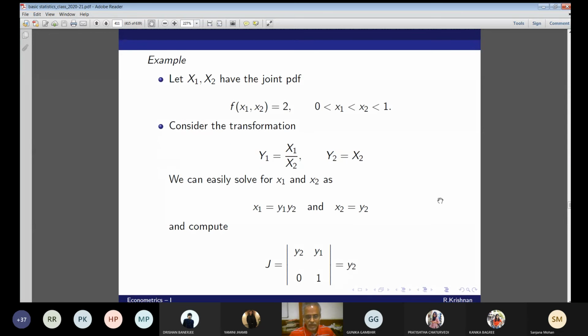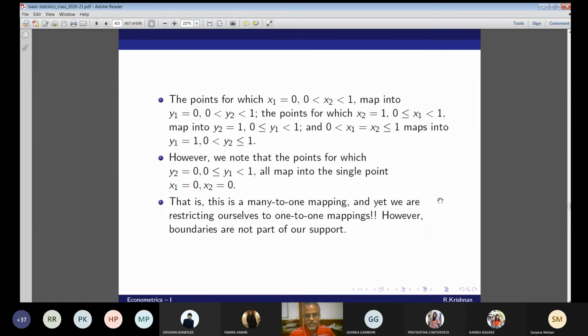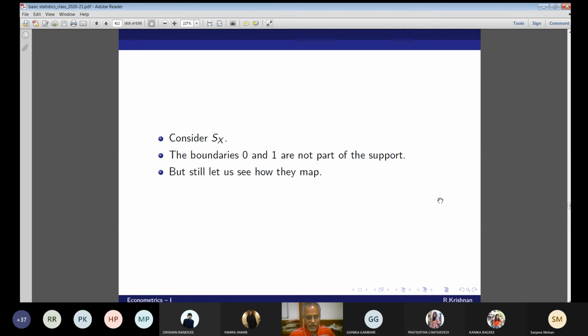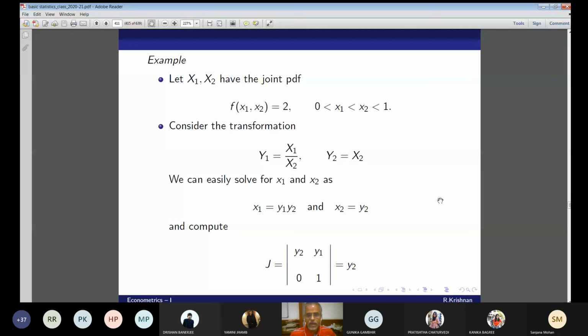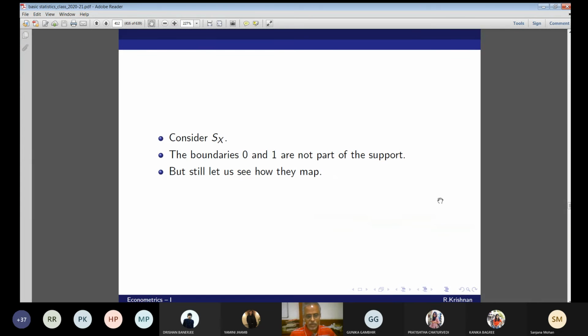Okay, now, what is this? Let's see how they map. Let me ask this question. Consider Sx. The boundaries 0 and 1 are not part of the support. Am I right? Yes, sir. This is not necessary, but as a practice, let us see how they map.